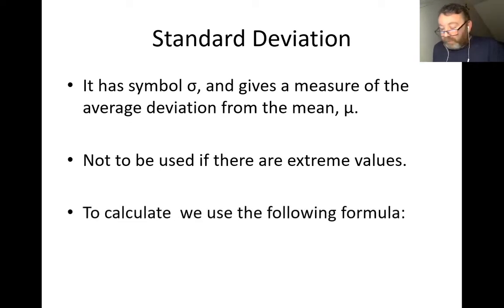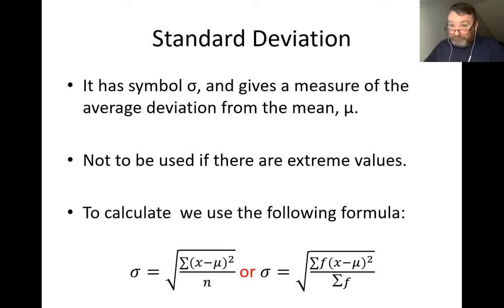Calculated, we use the following formula. So what we used to do, we used to have to draw a huge big table, and then we had to add up, do you notice that symbol there? That's a symbol for adding the squares of the differences between every data point and the mean, divided by the number of items in the data set, and get the square root of the answer. Okay, now that's if there was no frequency table. That's if it was just a set of data.